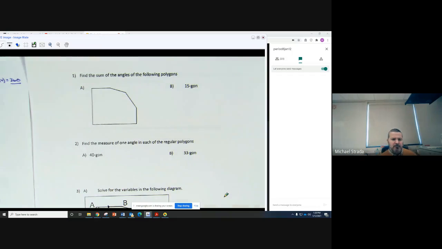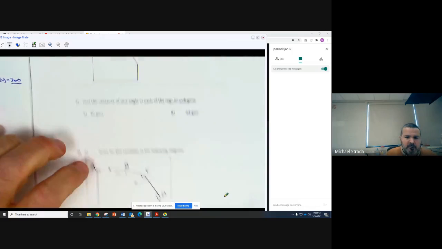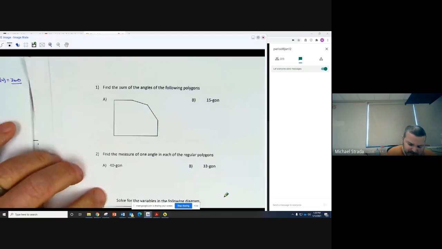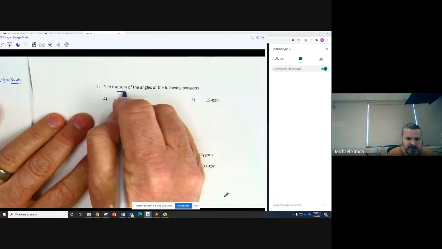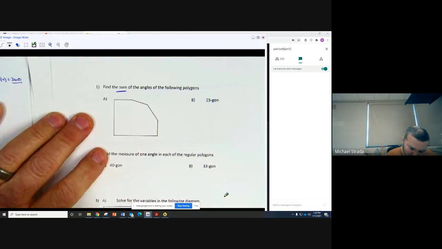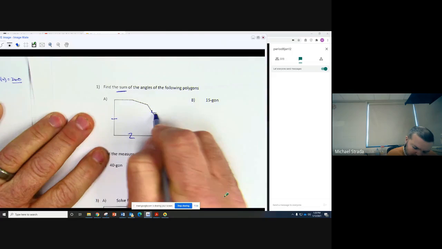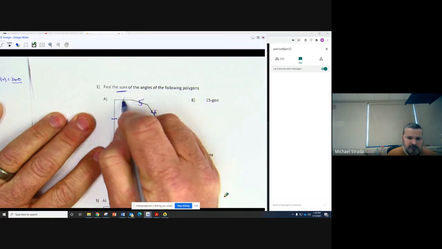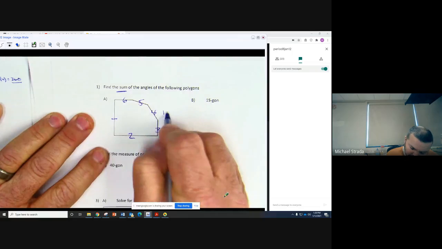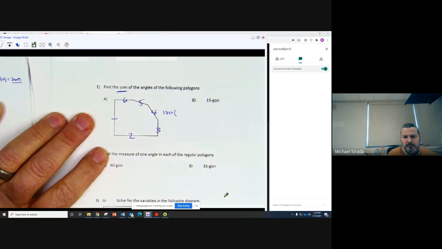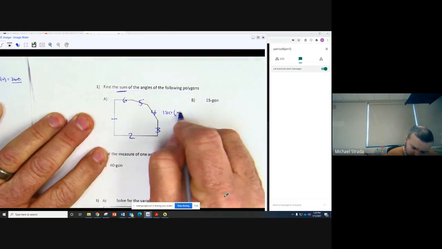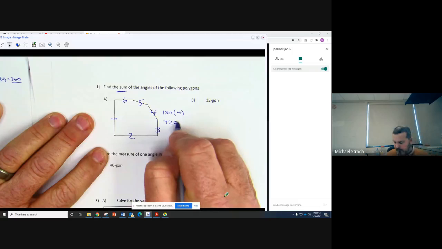All right, so find the sum of the angles of the following polygons. Make sure we follow directions. So 1, 2, 3, 4, 5, and 6. There's 6 sides. So we're going to do 180 times n minus 2. Then n is 6, so it's 4. 180 times 4 is 720.